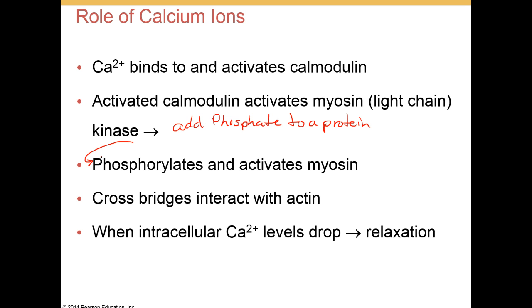The myosin head isn't really its own myosin ATPase. You have a different myosin ATPase, myosin light chain kinase. But just like in skeletal muscle, when the myosin head is activated, cross bridges will form with the actin and you get contraction. And then when intracellular calcium levels begin to drop, you get relaxation.